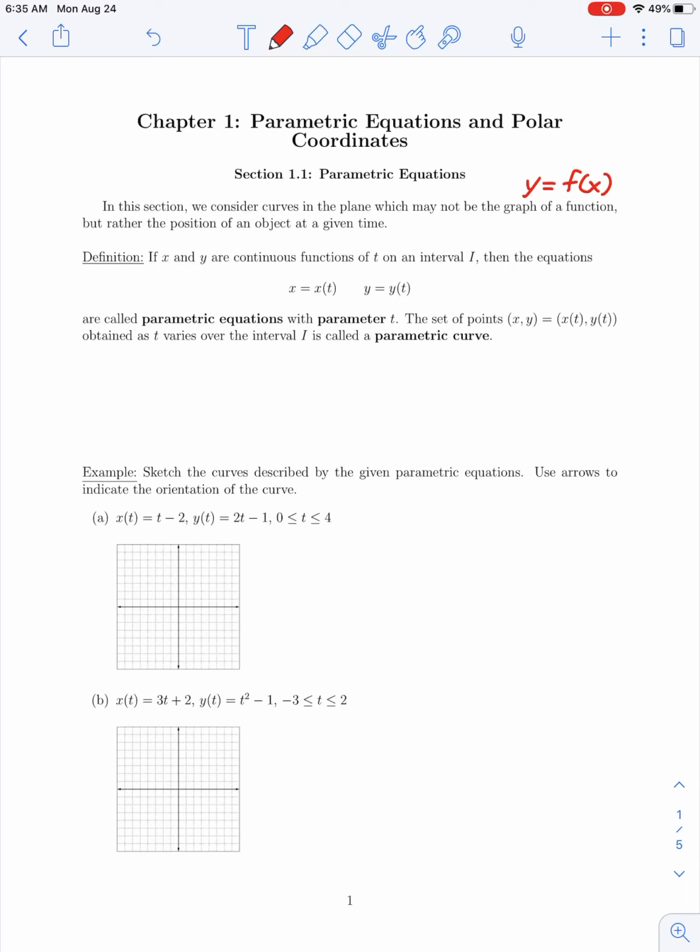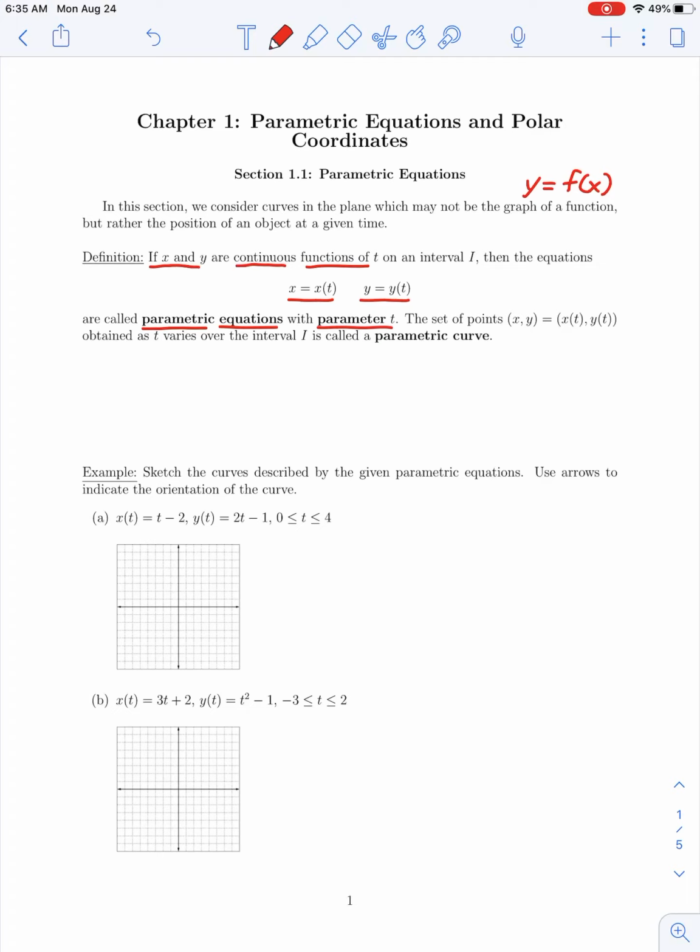So one way is to make use of something called a parametric equation. So let's get a definition. Let's say if x and y are continuous functions of a variable t on some interval, let's call it capital I, then the equations x equals x of t and y equals y of t are called parametric equations, where we call the variable t a parameter.